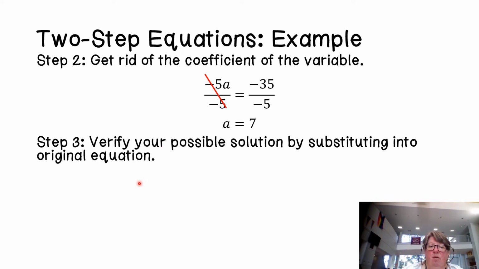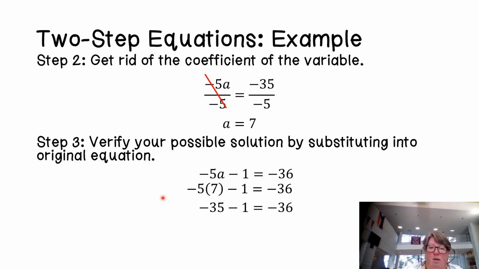Step 3 is verify your possible solution. So we are going to take this 7 and put it in for a. Our original equation was negative 5a minus 1 equals negative 36. We put 7 in for a. And when we simplify, we get negative 36 is equal to negative 36, which is a true statement. So we know that a equals 7 is our solution.